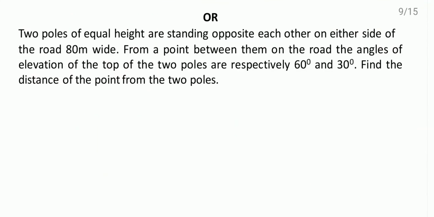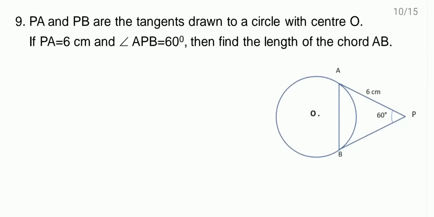Let us see another sum now. Here, two poles of equal heights are standing opposite each other on either side of the road 80 meter wide. From a point between them on the road, the angle of elevation of the top of the two poles are respectively 60 degree and 30 degree. Find the distance of the point from the two poles. This question I have already explained in one video of applications of trigonometry. This is question number 10. Just go and watch that video.